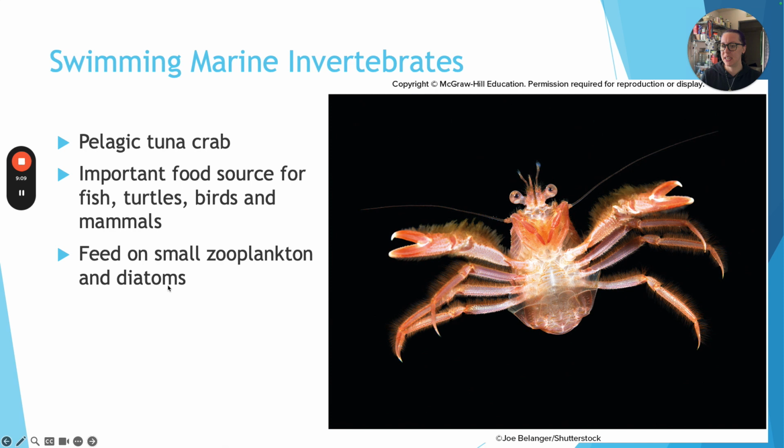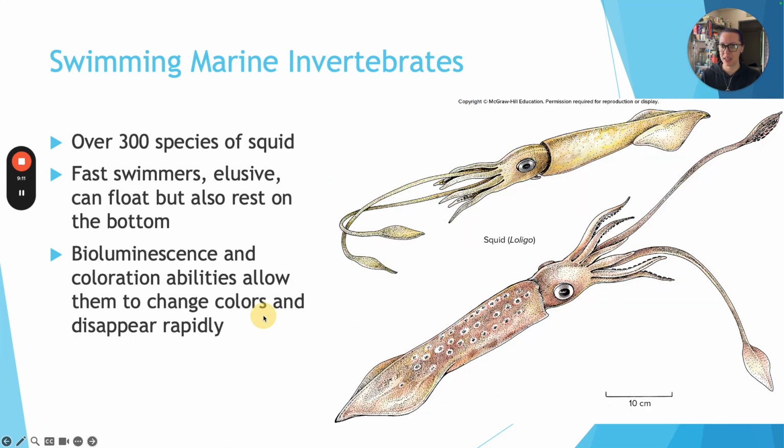And then the next little buddy that your book goes into are squid, in terms of marine invertebrates. At the time of publication, there were over 300 logged species of squid. Squid are extraordinarily fast swimmers. They're very, very elusive. They can float, but they can also rest on the bottom of the sea. Some of them also have bioluminescence and coloration abilities to allow them to change color and also disappear rapidly.